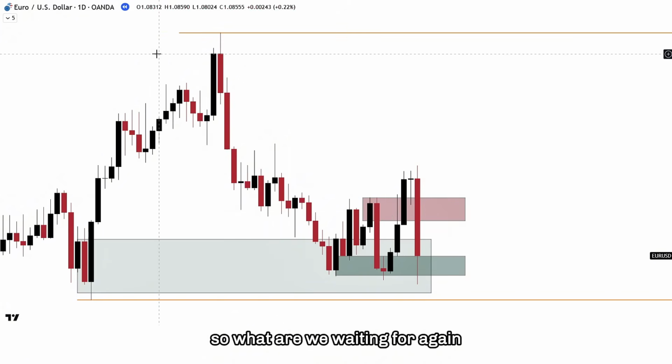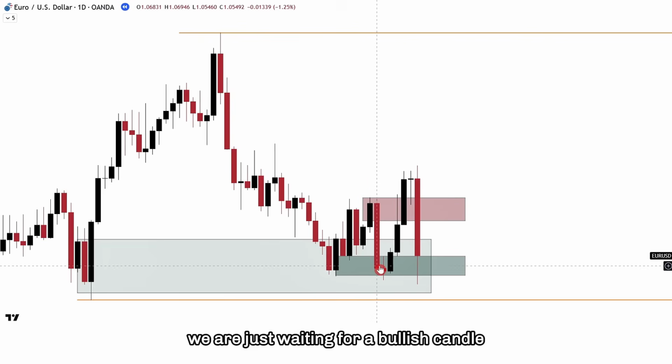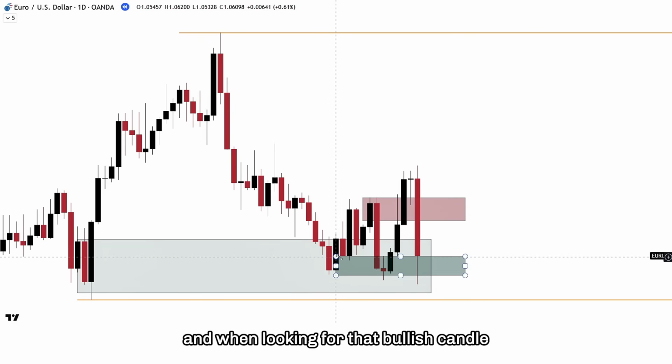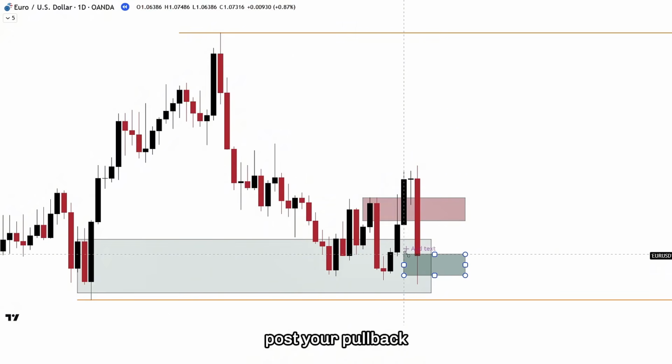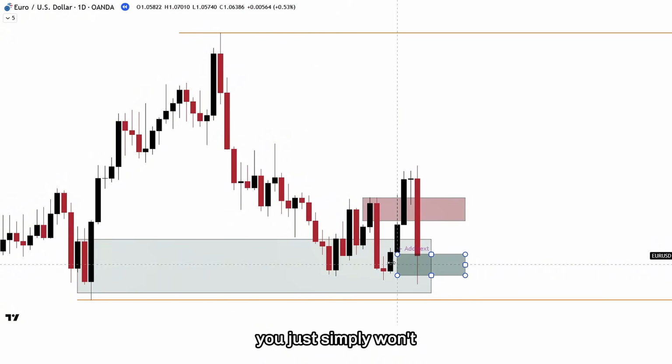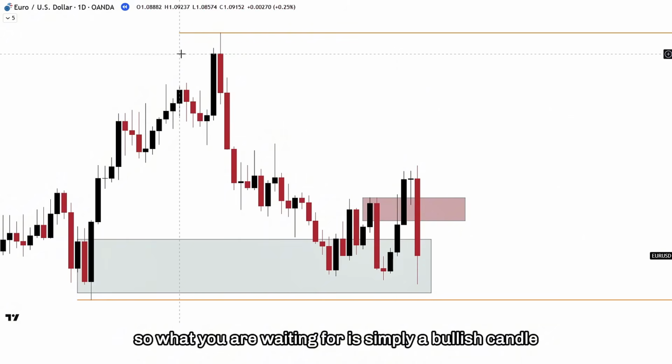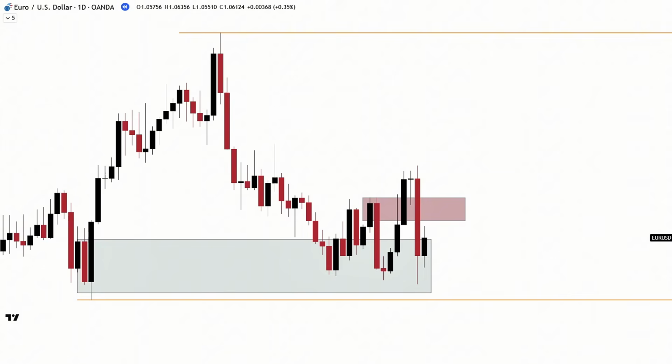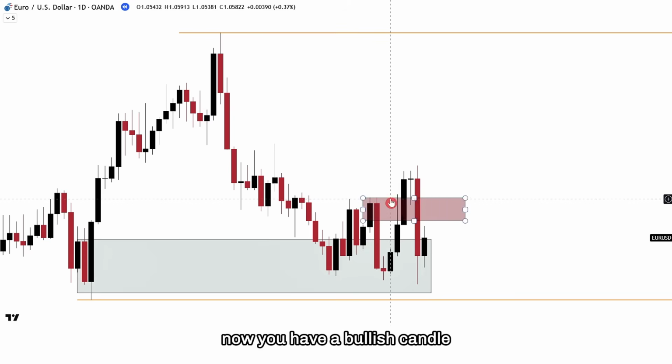So what are we waiting for again? We are just waiting for a bullish candle. And when looking for that bullish candle post your pullback, you usually won't get that strong confirmation, whether it's an engulf or a manipulation candle. You just simply won't. So what you are waiting for is simply a bullish candle. Now you have a bullish candle.